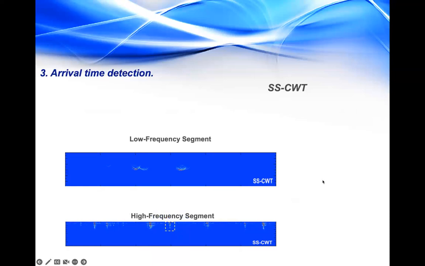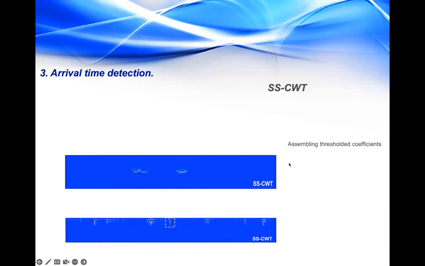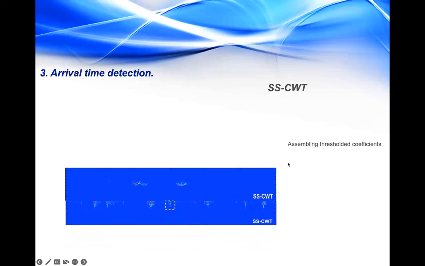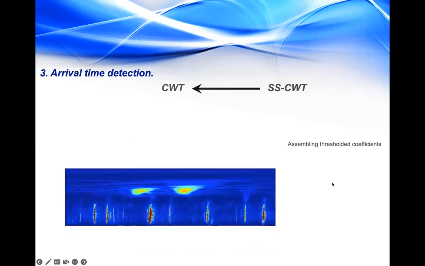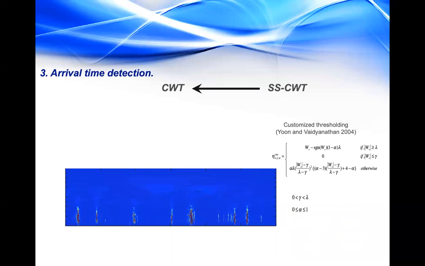In the next step, these thresholded coefficients of both segments are put together to form the initial estimates of signal coefficients. Then, on the way back to the time domain, we stop again in the wavelet domain and attenuate the coefficients one more time, but this time using a customized thresholding function, which has a characteristic between soft and hard thresholding, to obtain the final estimation of our signal coefficients.